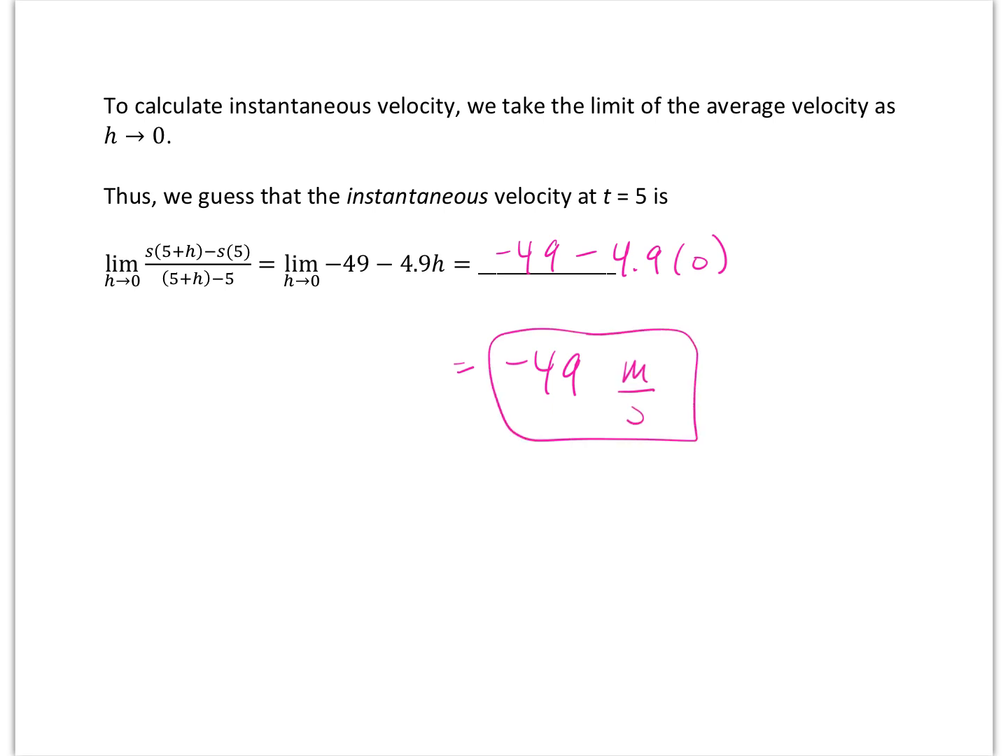So we've confirmed our earlier guess of the limit based on calculations where h started out as 4 and then 1 and then a half and then a quarter and then 0.1 and then 0.01. And it appeared that the average velocities were approaching negative 49. And now we have confirmed it by calculating the limit algebraically.